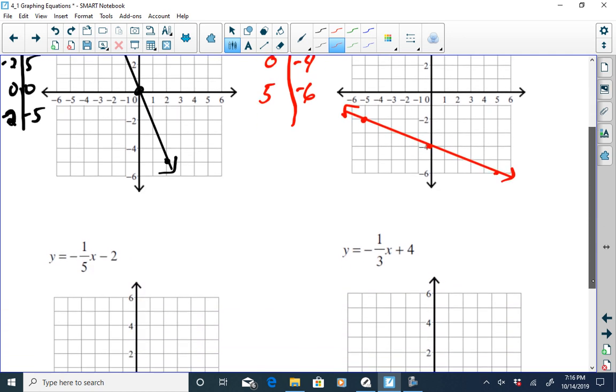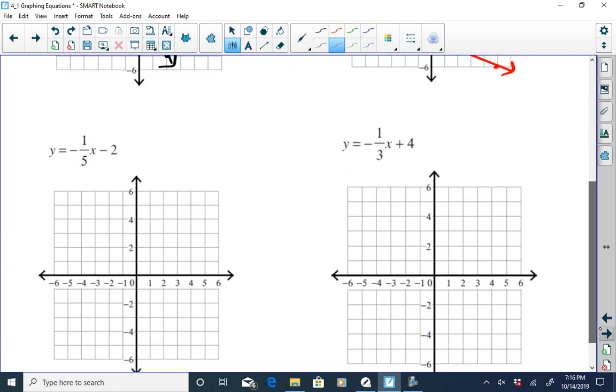All right, let's try this next one here. Once again, the denominator is a 5, so I want to use values that are divisible by 5. So let's do x is our input, y is our output. So let's do negative 5, 0, and positive 5. Let's try that. Negative 1/5 times 5, that's going to be positive 1. Positive 1, take away 2, it's negative 1 for the output.